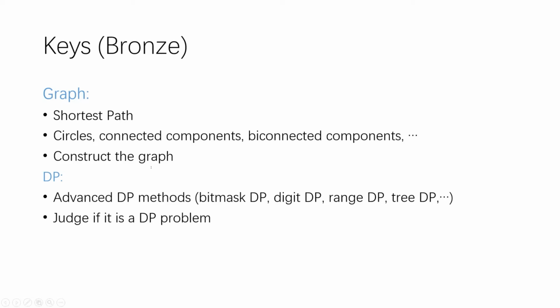Okay, and then the last type is DP. For DP, you need to learn advanced DP methods like bit mask, digit DP, range DP, tree DP, something like that. And also, a very important thing is to judge if it is a DP problem. So you need to judge if a problem is DP or greedy or search or something like that.